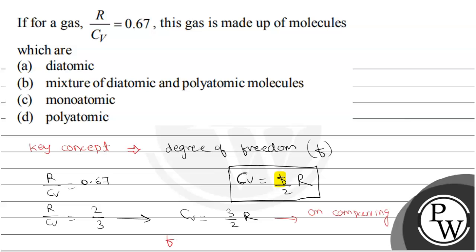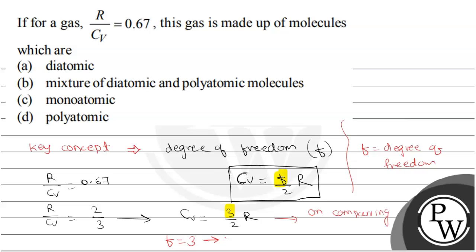on comparing, F by 2 is equal to 3/2, and F is the degree of freedom, which is हमें मिला है यहाँ पे 3. Degree of freedom is not 2 here, degree of freedom is 3. See, on comparing this F here and here, you got the 2 as it is, so degree of freedom you got here 3.